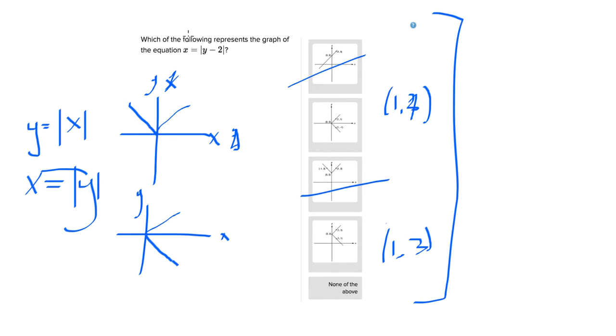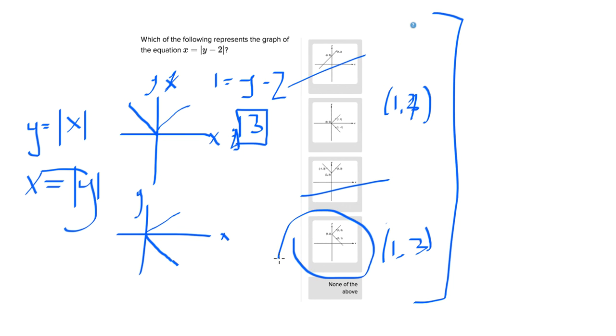So if you plug in 1, you'd get 1 equals the absolute value of y minus 2. So let's just solve for y. 1 equals y minus 2. Well, you'd have to add 2 to the other side of the equation so that you get y equals 3, right? So when you plug in 1, your y value ends up equaling 3. If you plugged in 0 for x, your y value ends up equaling 2. So it turns out that for every single number that you plug in, this is the answer choice that you end up with. So the correct answer choice here is D.